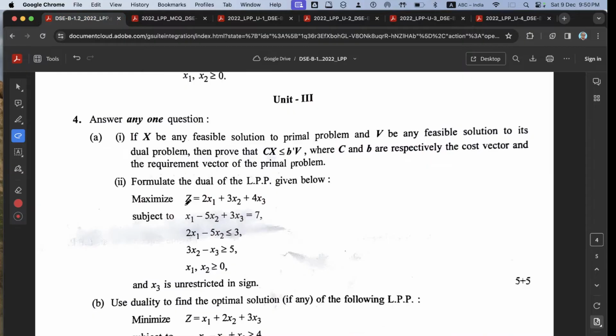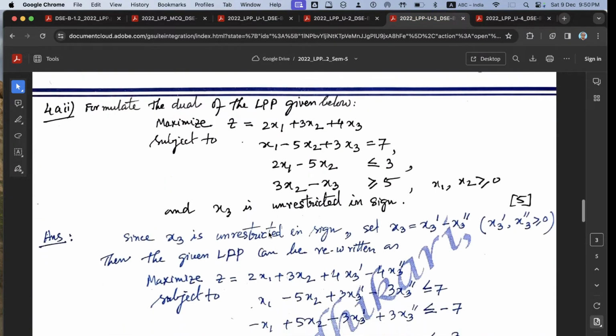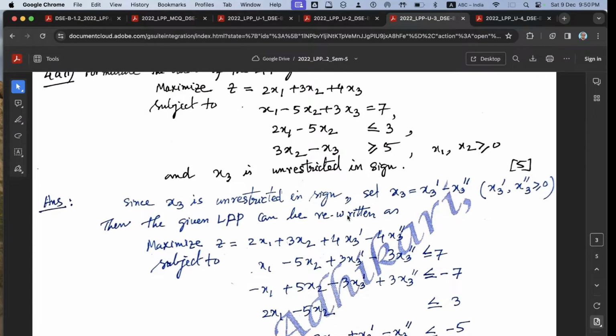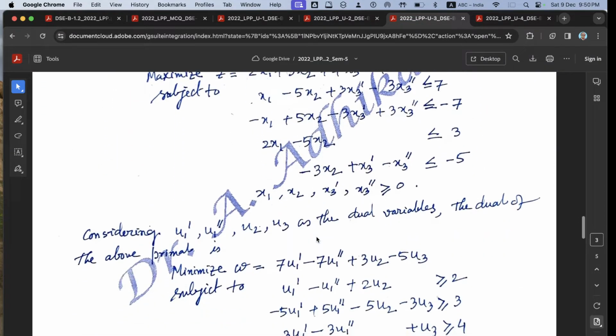Next question, 4A2. Formulate the dual of the following LPP. Here, x3 is unrestricted in sign, so set x3 equal to x3 dash minus x3 double dash, where x3 dash and x3 double dash are greater than or equal to 0. The given LPP can be rewritten as maximize z equal to this, subject to this.